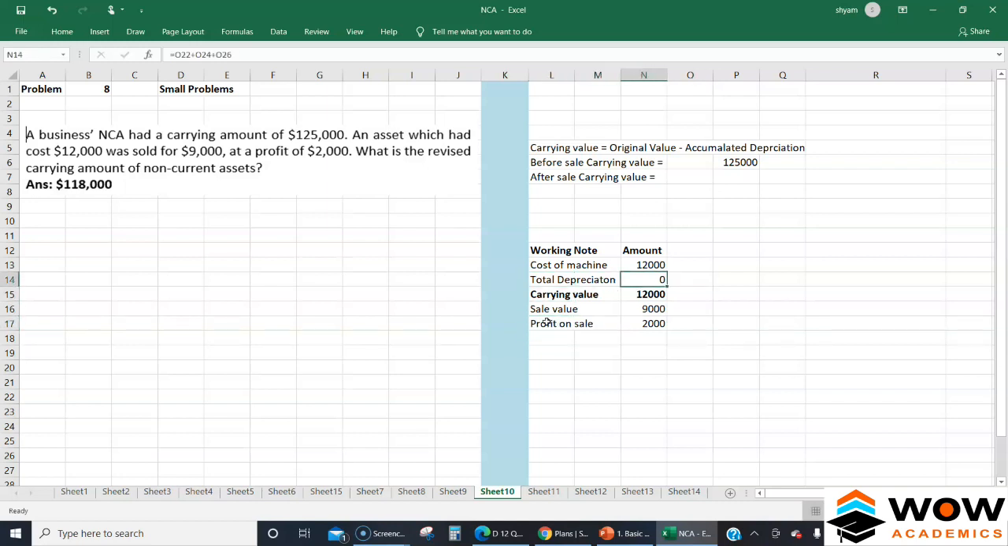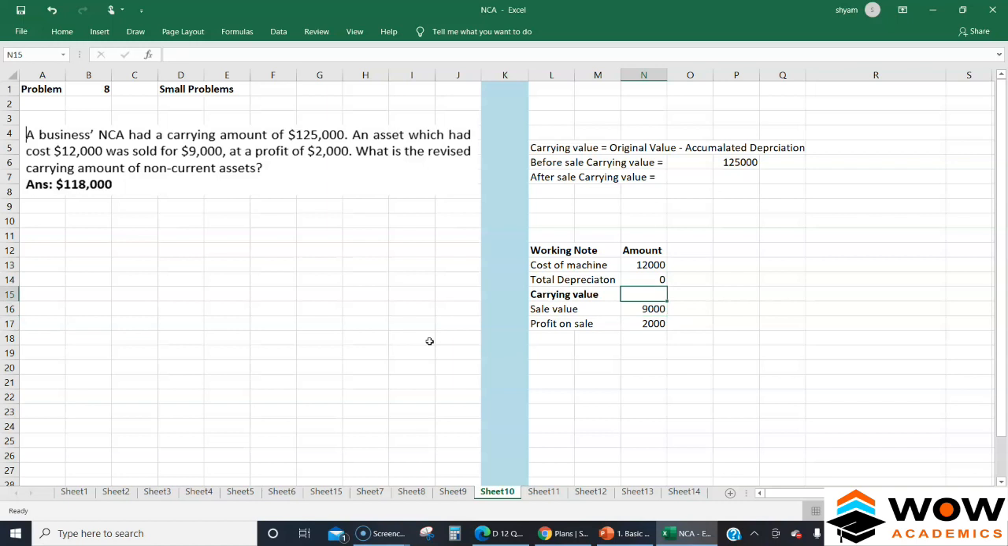Okay, look here, we don't know the carrying value, and we don't know the depreciation. What we want is the carrying value. See, a machine worth 12,000 rupees, after depreciation we don't know what it is, but the profit that we made on that sale is 2,000. The sale value is 9,000. So what should its worth be?